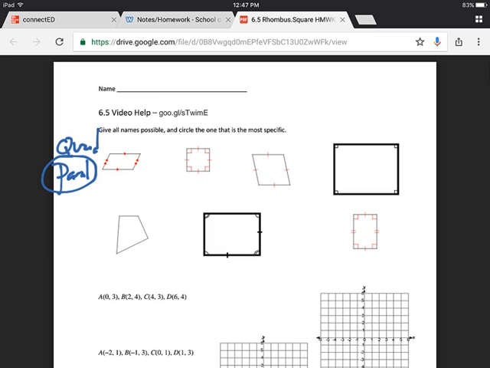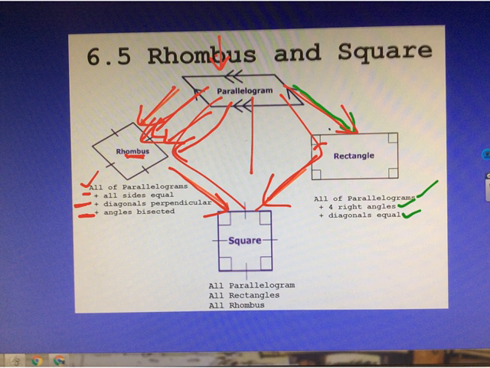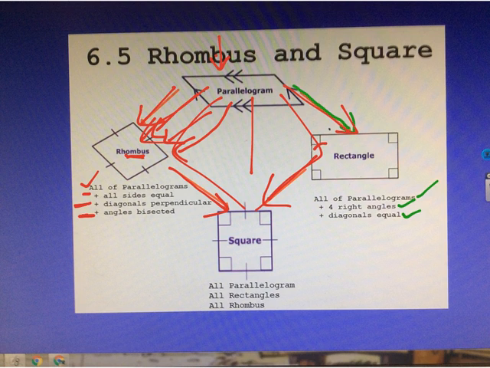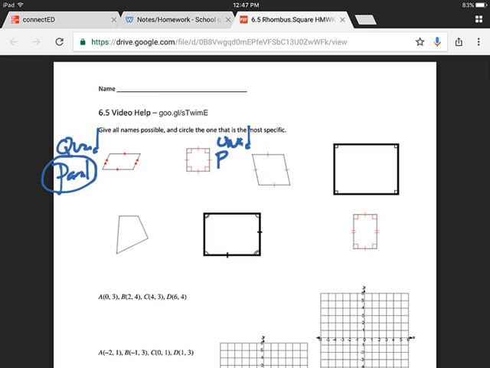So let's look at the second one. It is a quadrilateral. It's got 4 sides. Okay? Is it a parallelogram? Yes, because a parallelogram has opposite sides equal, so it is a parallelogram. Is it a rhombus? A rhombus has all sides equal. Is this a rhombus? Yes, it is.